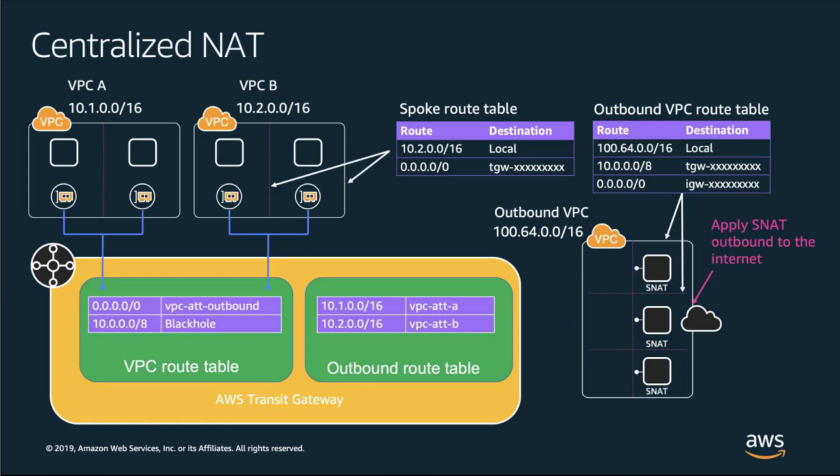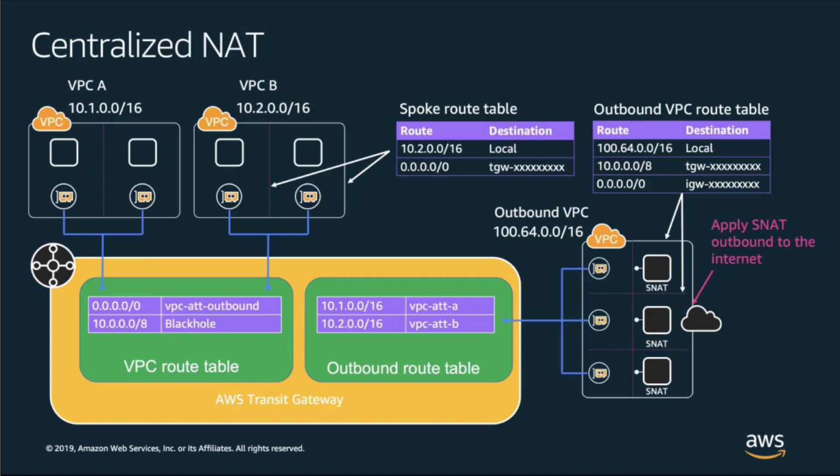So digging into this type of architecture, we'll talk about a centralized NAT solution. In this architecture, we have two VPCs at the top left. We don't want them to talk to each other, so we have a black hole route here, so they can't speak with each other. Then we have a default route in that VPC route table that allows it to go to the VPC outbound attachment. We then have an outbound route table that has the CIDR of each of our VPCs that directs it to the VPC attachment.